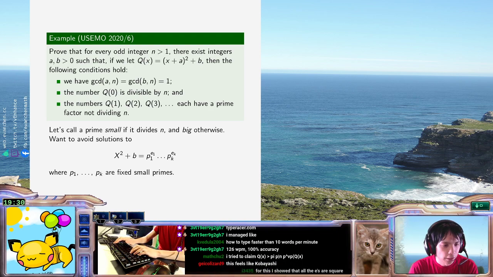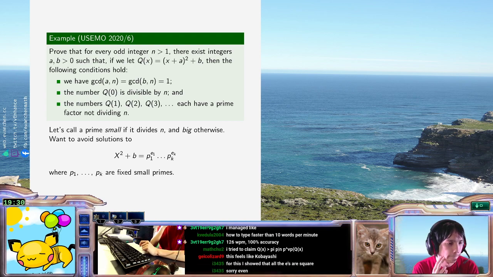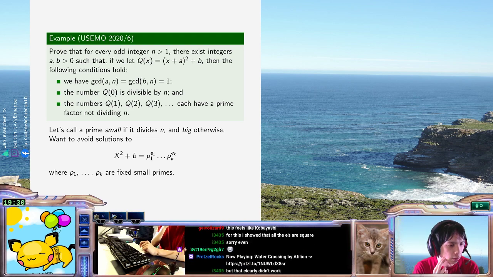And it feels like Kobayashi. I agree it feels like Kobayashi. In fact, when you look at it, I think the problem is equivalent to showing that it's Kobayashi for a quadratic field or something.